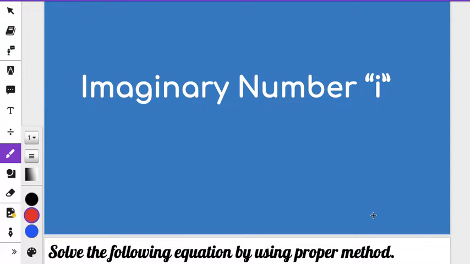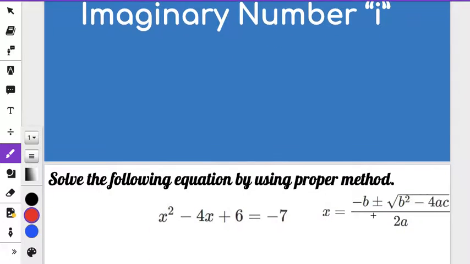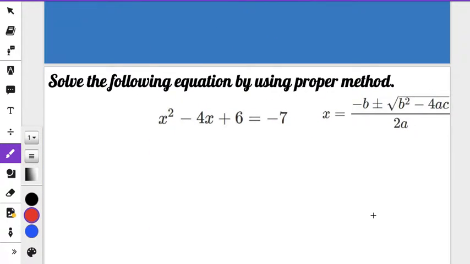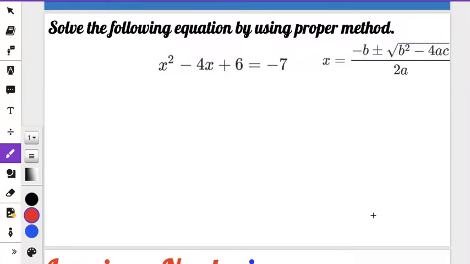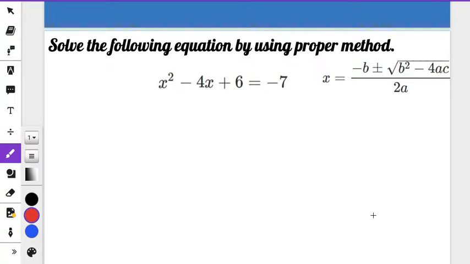Hello and welcome back. Today we are going to discuss a new kind of number which is called imaginary number i in this system. So before the conversation about this new type of number, let's look at an equation. We can also use this example to review how we use the quadratic formula to solve a quadratic equation.